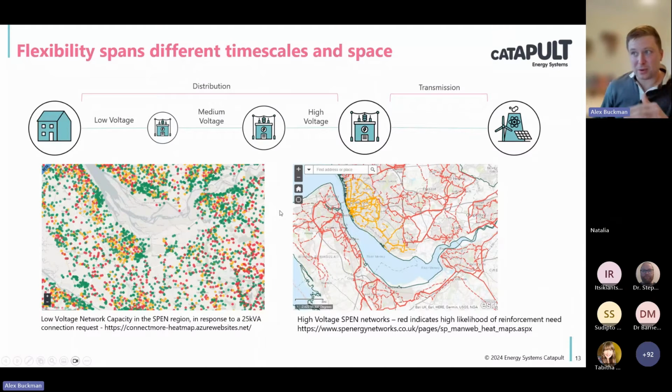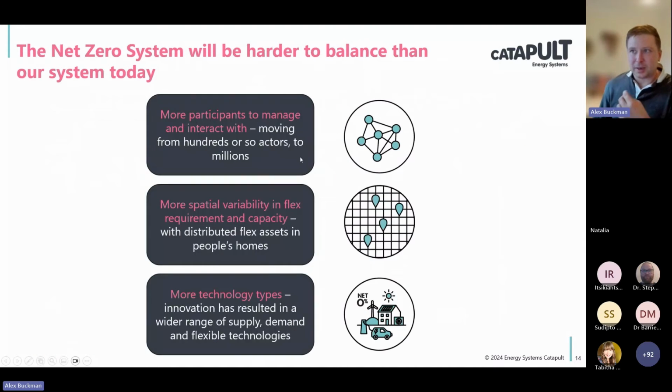So now we've gone through different temporal scales and different spatial scales of flexibility. Now I want to emphasize why our net zero system is going to be harder to balance than our systems today. We've got nine reasons here, and this is starting to move on to all the challenges that we've got, and AI could be applied to a lot of these challenges to help overcome them.